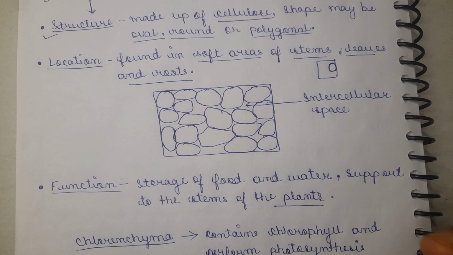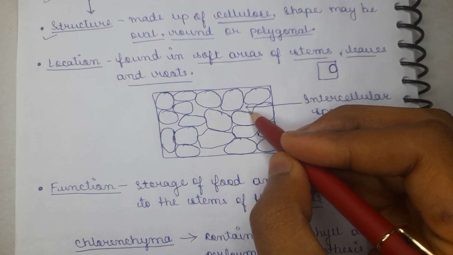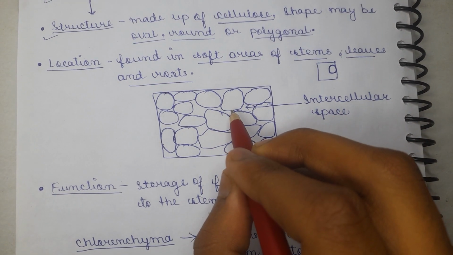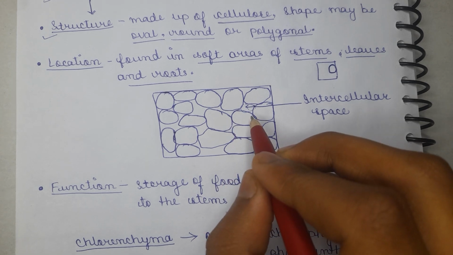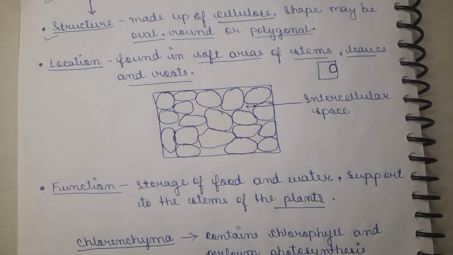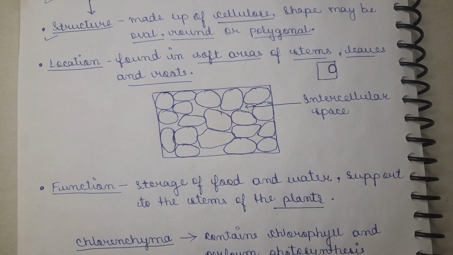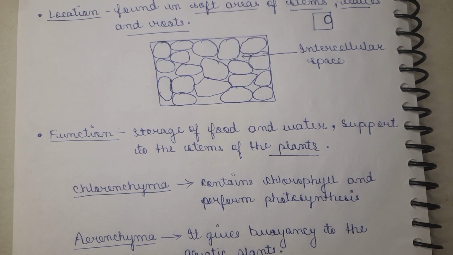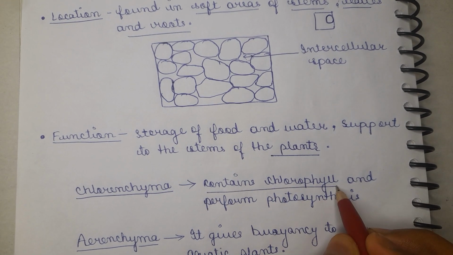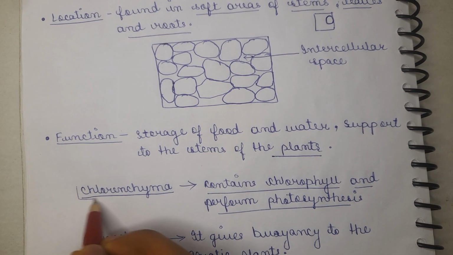It also plays an important role as packaging tissue by filling the space, the intercellular space, between the other tissues. Now what is the purpose of the intercellular space in the parenchyma tissue? The intercellular space in the parenchyma permits gaseous exchange. When parenchyma contains chlorophyll and performs photosynthesis, it is called chlorenchyma.